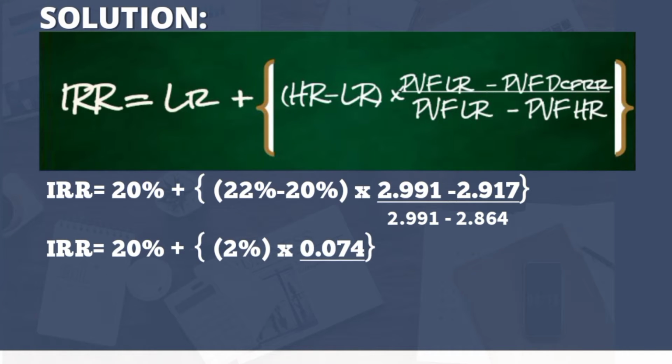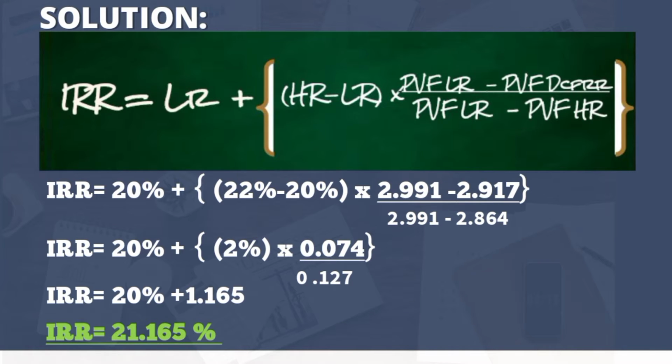And we have here 20% plus 2% times 0.74 over 0.127. And the internal rate of return is 20% plus 1.165. And then add lang natin. IRR is equal to 21.165%.